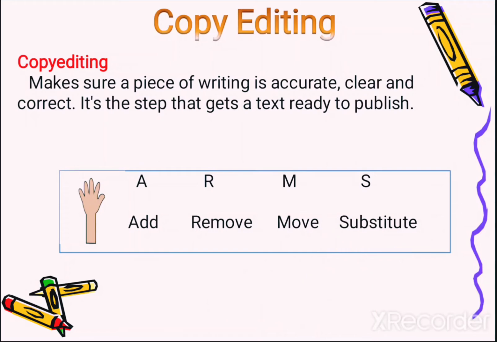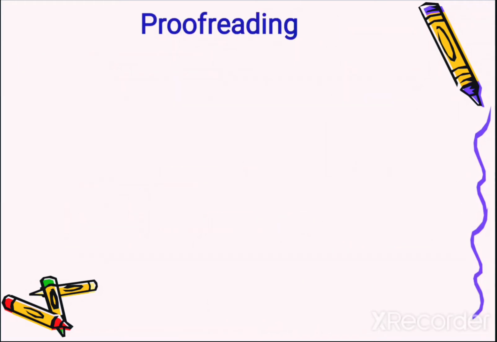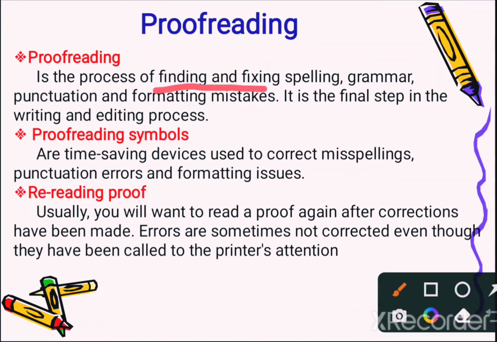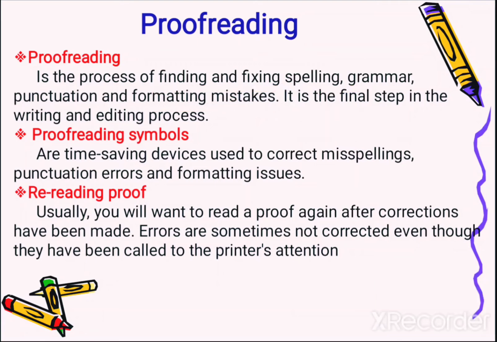Next we are going to discuss proofreading. So what is proofreading? Proofreading is the process of finding and fixing spelling, grammar, punctuation and formatting mistakes. If there are any spelling mistakes, grammatical mistakes, or punctuation mistakes, you fix them. For punctuation, if your sentence is complete, you should put a full stop there.